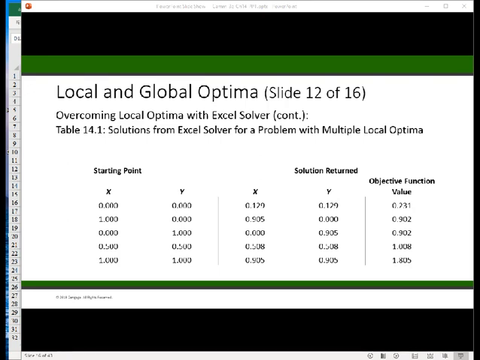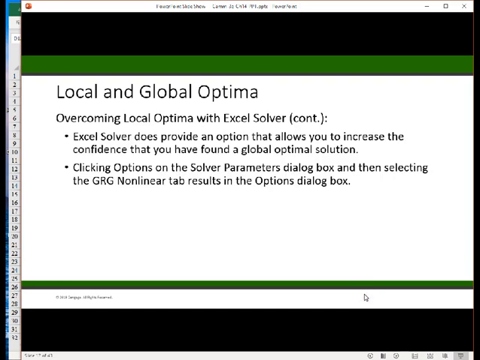So Excel Solver does provide an option that allows you to increase your confidence that you have found a global solution. Again, no guarantees, but you can at least improve your confidence level with it. And it's oddly enough in the options button with the GRG tab. And we'll take a look at that.